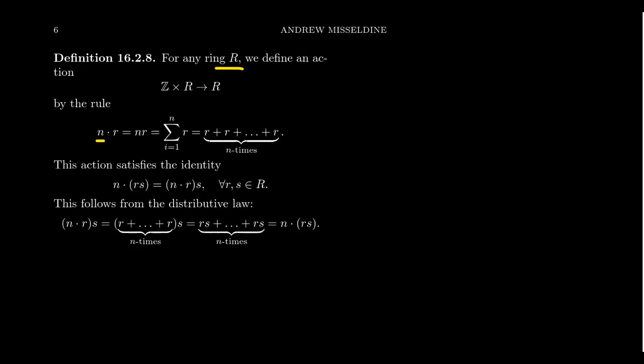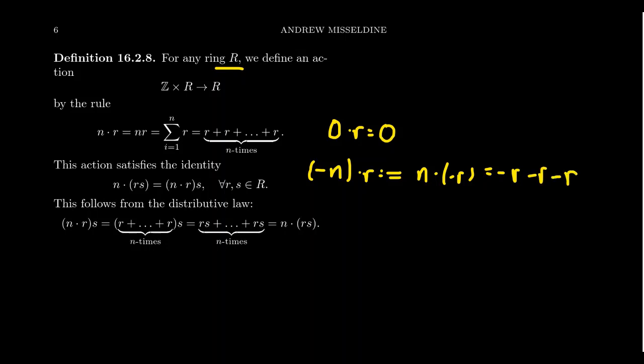If you have a positive integer, like 1, 2, 3, 4, etc., then we take the action n dot r to be the sum of r n times. So you have r plus r plus r plus r plus r plus r all the way up to doing it n times. I should also mention that if you take 0 dot r, this is understood just to be 0. And if you take a negative number, negative n dot r, this is defined just to be n dot, it's negative, so you just add together the additive inverse of that number, so you get negative r minus r, and you do that n times.